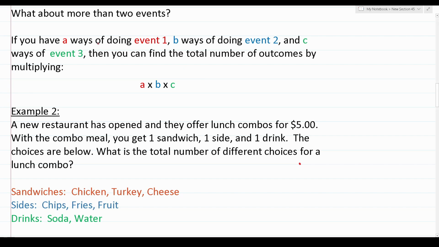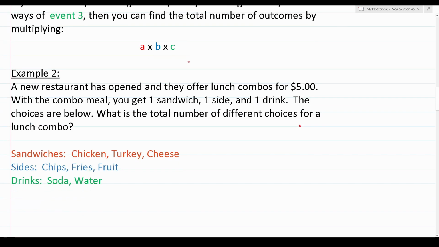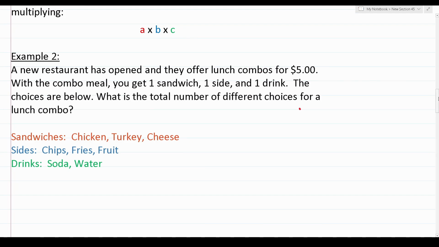But that said, as I mentioned, we're going to be working with 3 events in this case. So let's break down the fundamental counting principle such that it applies to this. It says if you have A ways of doing event 1, B ways of doing event 2, and C ways of doing event 3, then you can find the total number of outcomes by multiplying A by B by C. All right, so let's look at example 2 now.